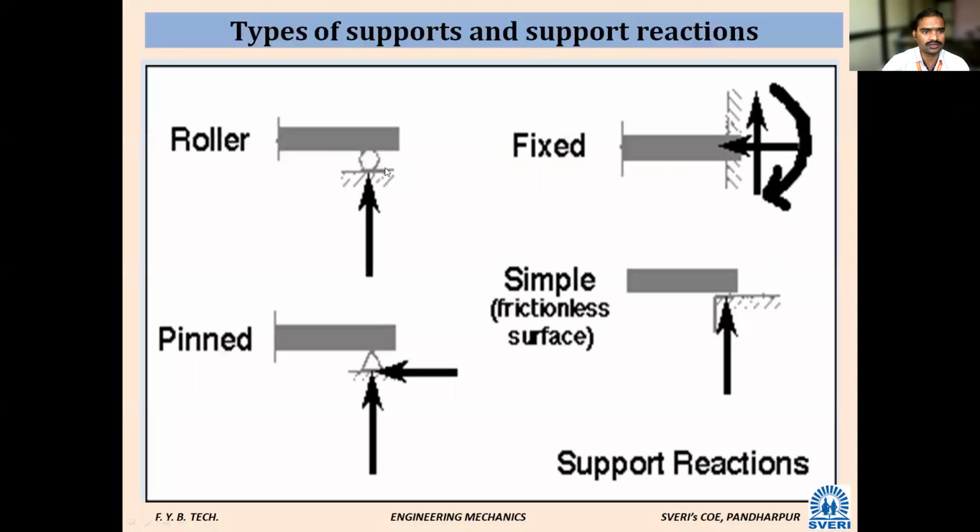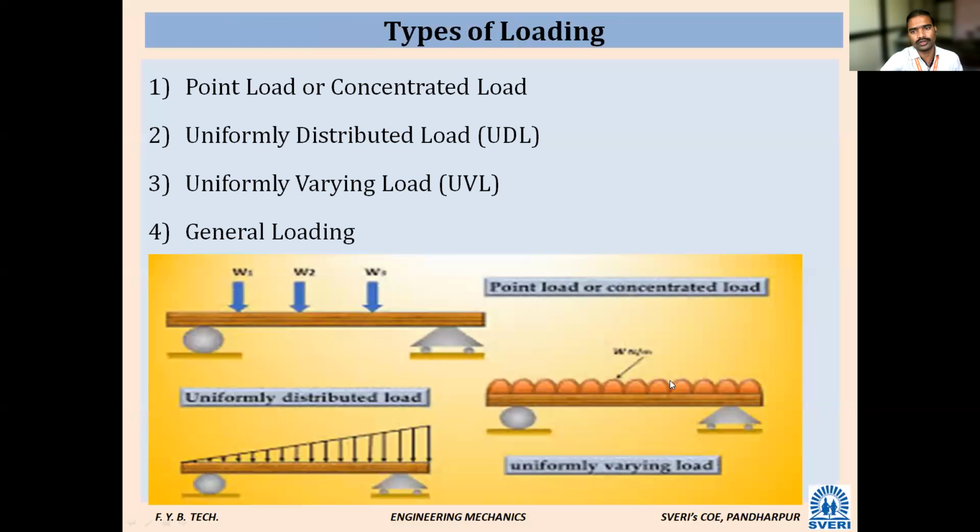Okay, see, roller is denoted like this also. It produces only one reaction. Pin is denoted like this. It will produce two reactions. Fixed is denoted like this. How many reactions? One vertical, one horizontal, one moment. Simply supported means a frictionless surface, which gives only vertical. Clear? Yes, sir. Types of loading we will see in the next class.